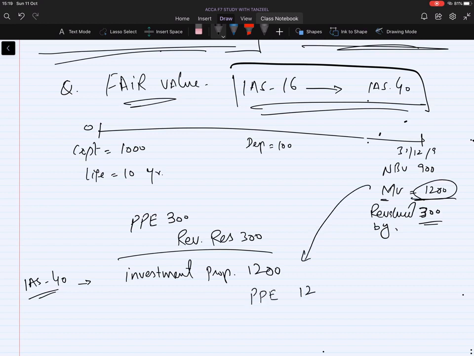Now we will pass this entry to change the standard. We will say hi to investment property, we will bring this to life, and then we will say bye-bye to plant and equipment, because we are not using IAS 16 anymore. So we will decrease our property, plant and equipment, and we will recognize investment property.